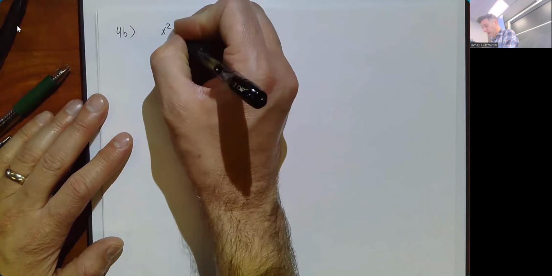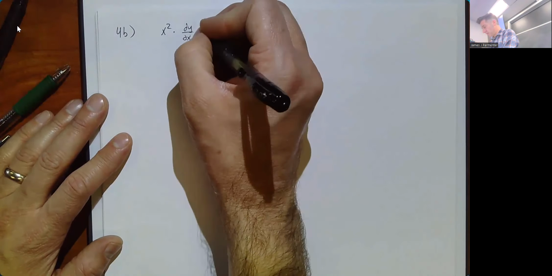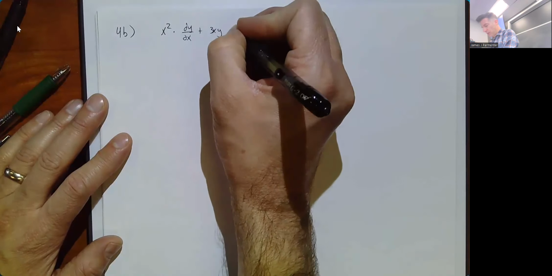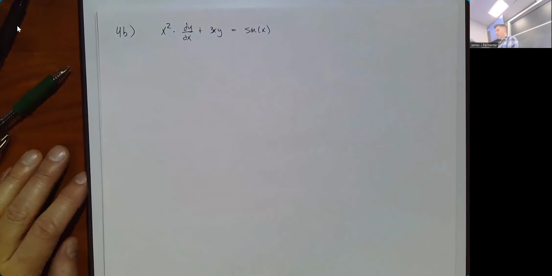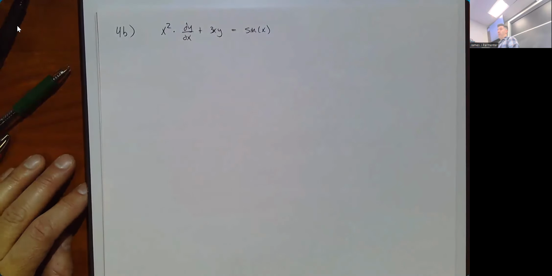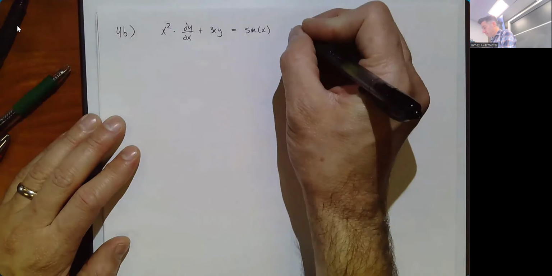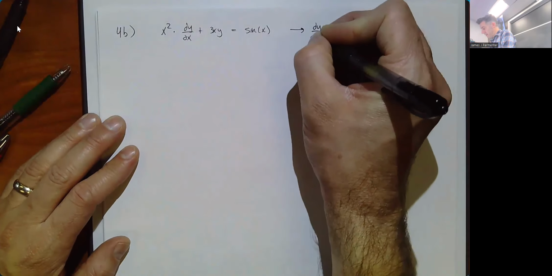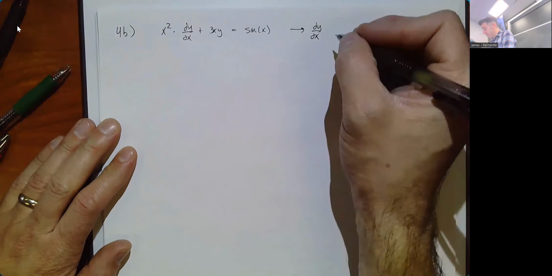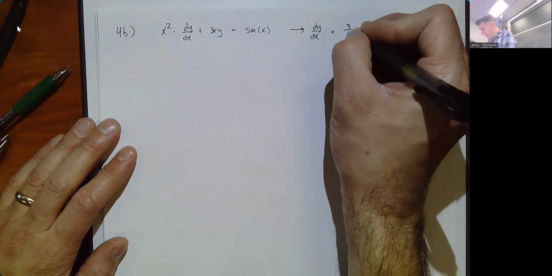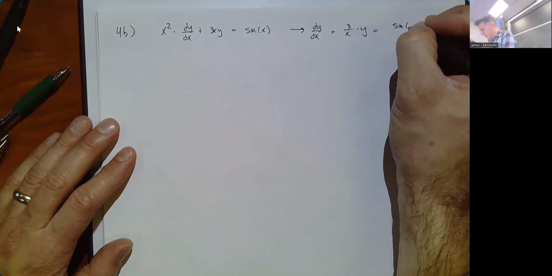So starting off, we have x squared times dy dx plus 3xy equal to sine of x. And so I need to get it in the proper format. I'm going to divide everything by x squared. So we're going to get dy dx plus 3x divided by x squared, which is 3 over x, times y equal to sine of x over x squared.